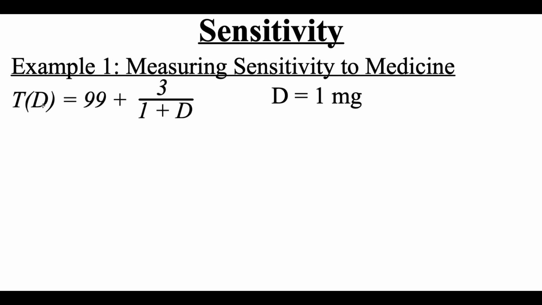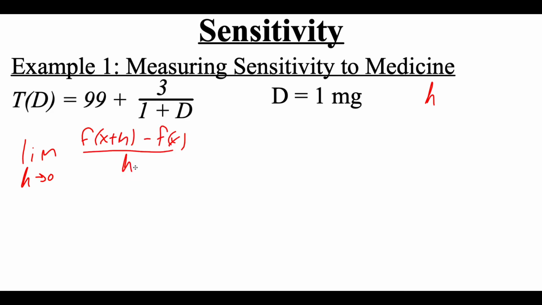So we've got this function T of D equals 99 plus 3 over 1 plus D, and we're testing this with a dose of 1 milligram. Now what we want to do is think about what would happen if we increased the dosage. So we're going to let this h value represent a small increase in the dosage. So then what we want to do is look at the limit as h is approaching 0 of our function f of x plus h minus f of x all over h.